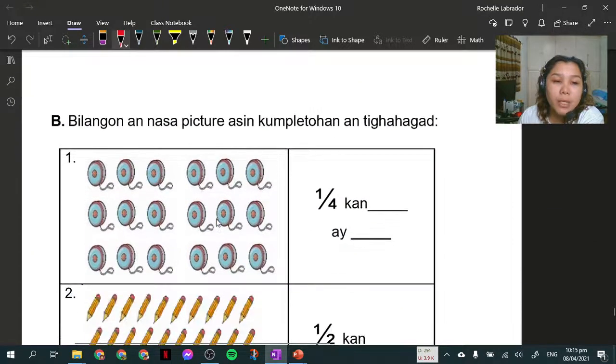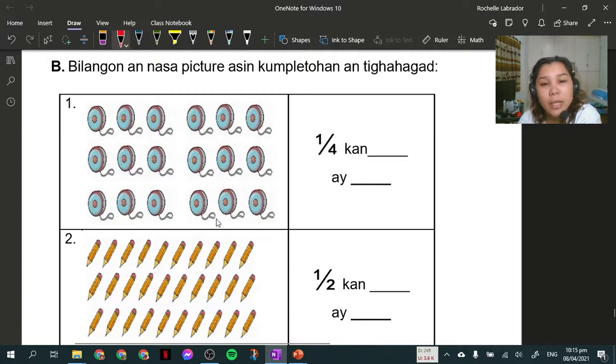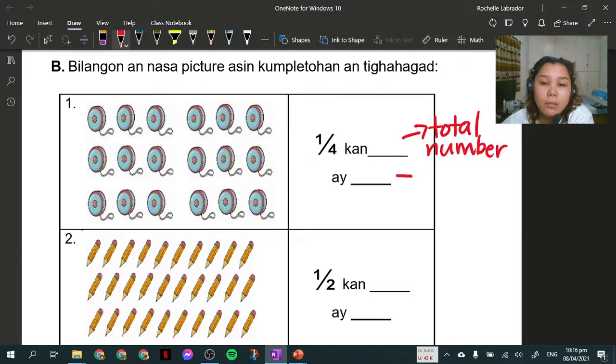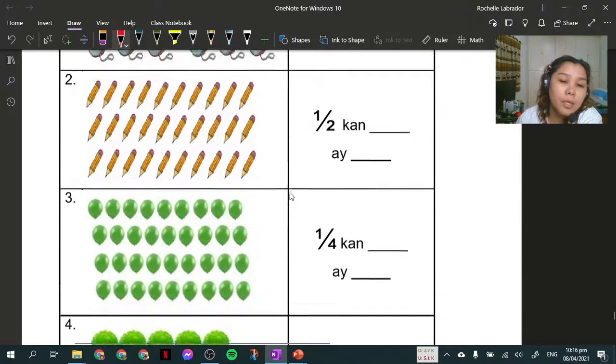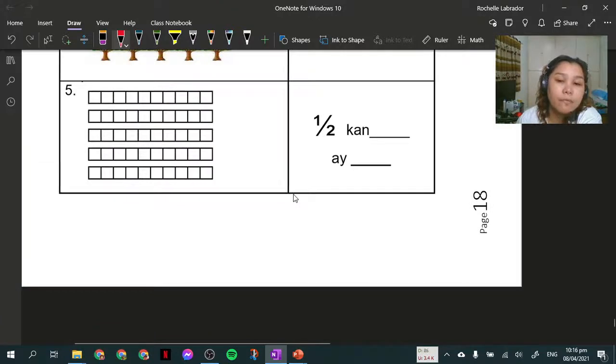For part B naman, so, combination naman to ng task 2 ba? So, yung mga previous activity, 1/4 kan blank ay blank. So, you need to count all the objects first. For post-test, ito yung total number. Total number of objects. And then, on the second blank, this one is the per group na siya. So, this is what you have to do for part B from number 1 until number 5.